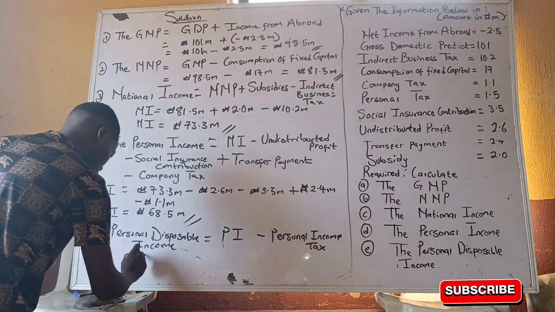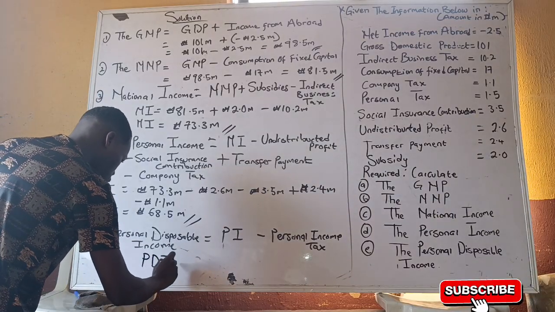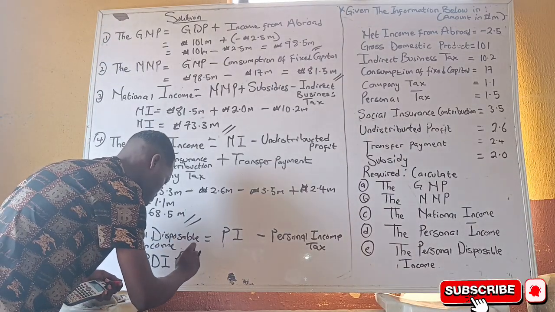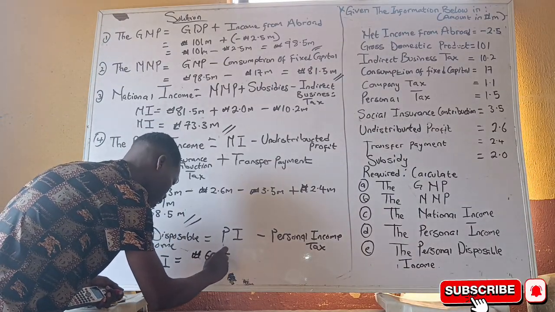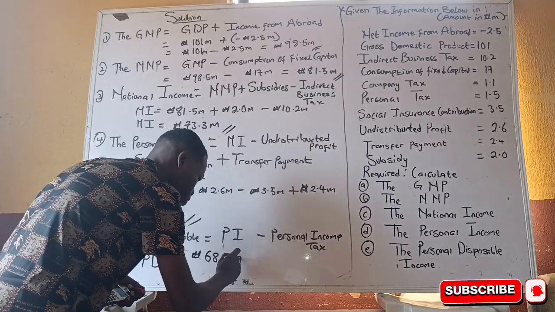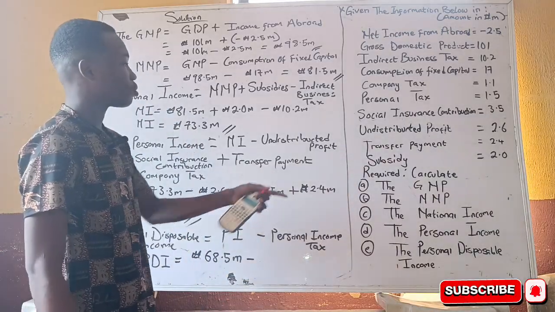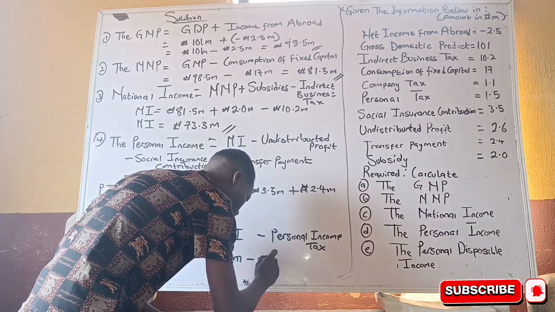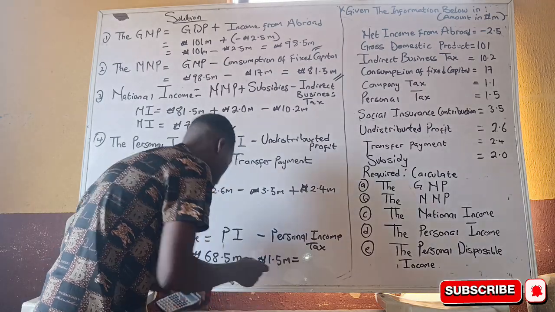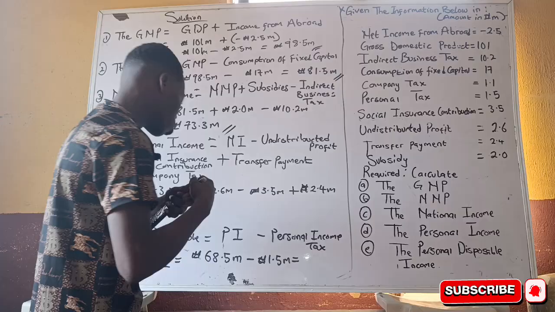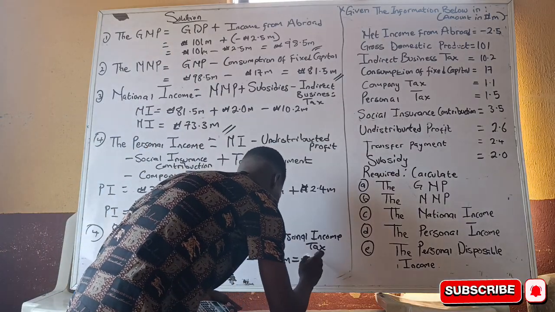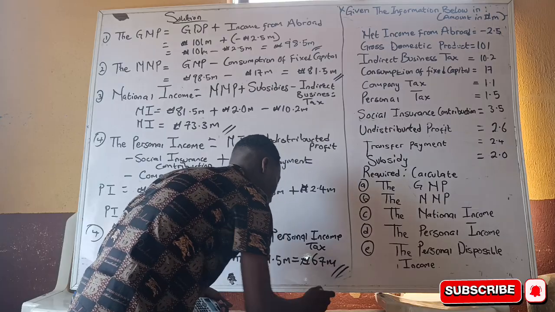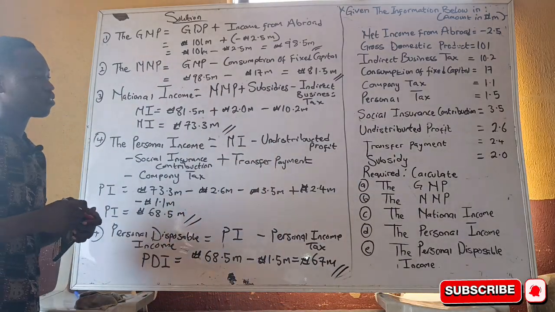So we are going to have our PDI. So I will call this PDI. Our personal income, that is 68.5m, minus personal income tax, personal tax, which is 1.5m. The result is going to be naira 67m. So this is our final answer now.